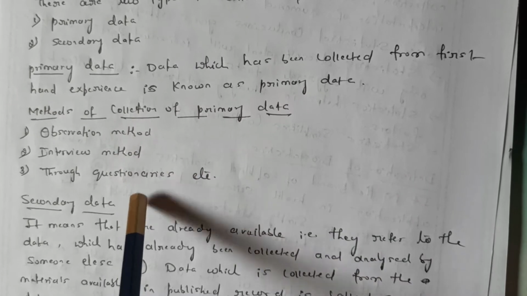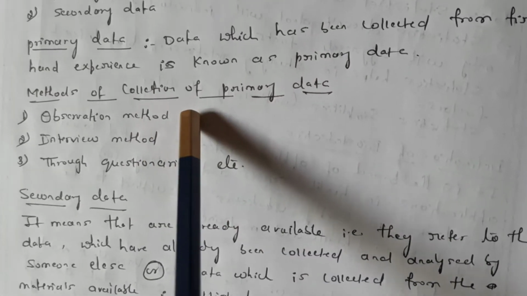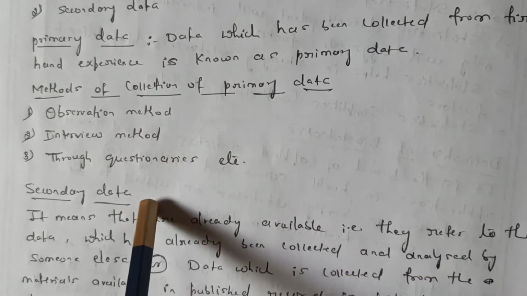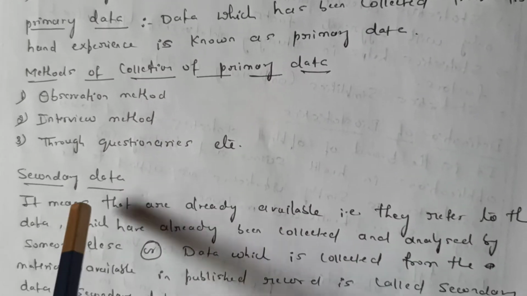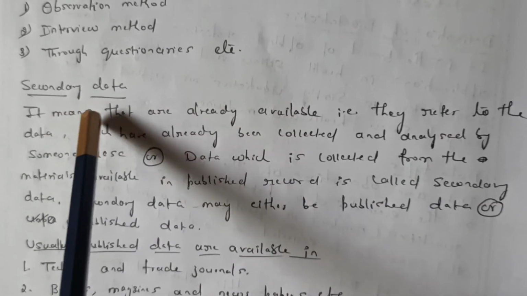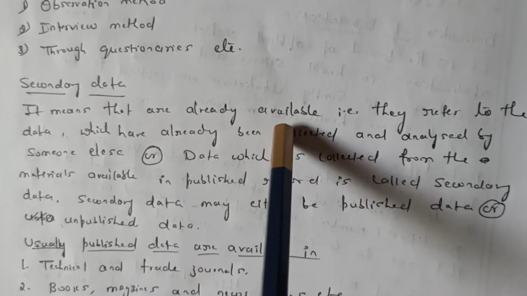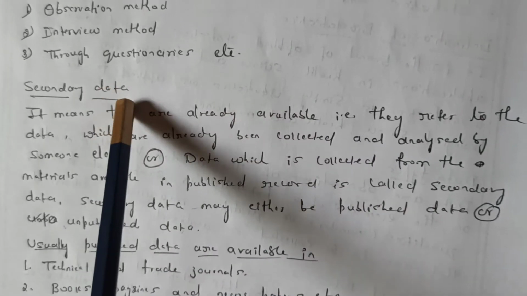These three are the three methods of collecting the primary data, that is observation method, interview method and through the questionnaires. So here we have secondary data. Secondary data means that which is already available. The data which is already available is called secondary data.